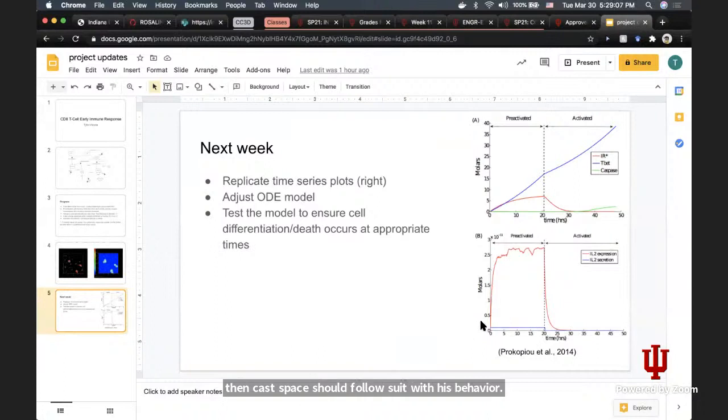And right now, I'm seeing this correct increase of IL-2 expression, and I'm still working on getting this steady secretion line right here. But for next week, I should get this ODE model tweaked, and I should be seeing the correct results.